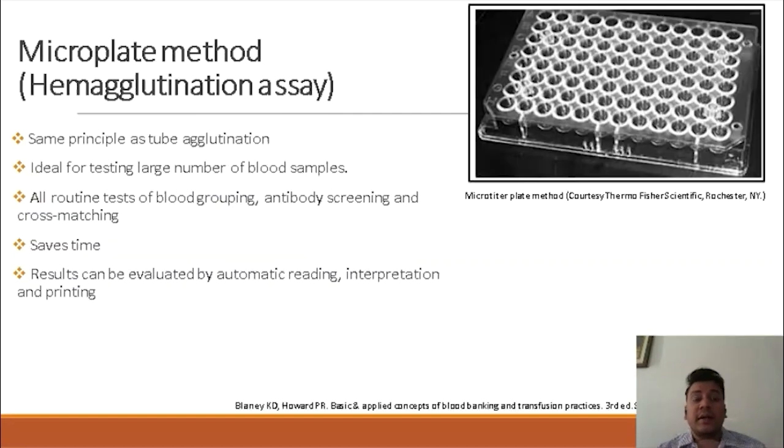Moving on, next is the microplate method, which is again based on the hemagglutination principle. It is similar to tube agglutination, however, it is ideal for testing a large number of blood samples, and therefore many immunohematological tests can be done on this assay, which can be blood grouping, antibody screening as well as crossmatch. As a large number of samples can be processed and the throughput is high, it saves time, and also the interpretation, reading and printing of the results can be automated.